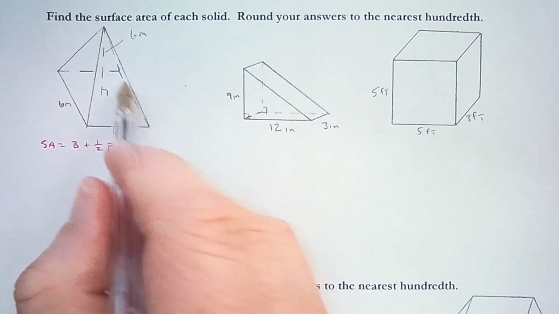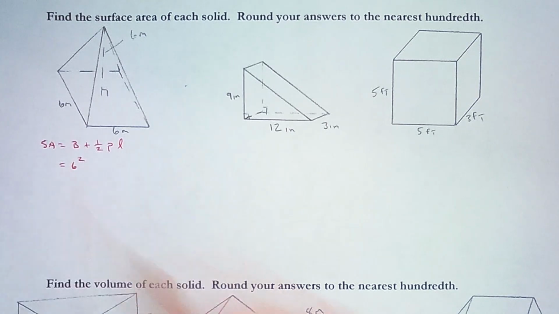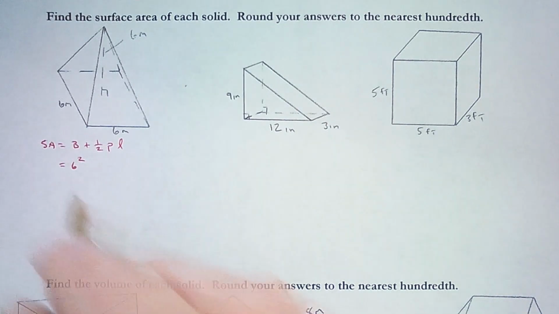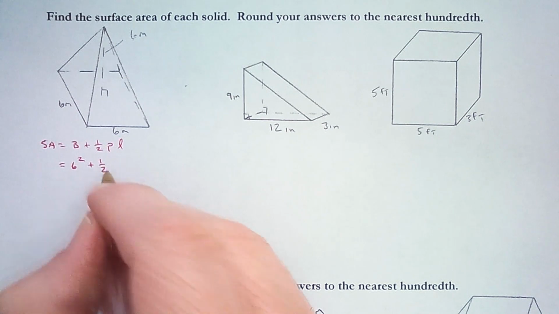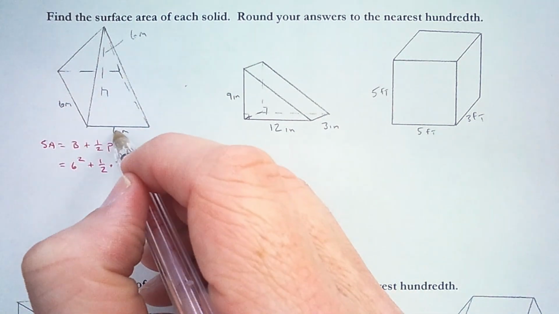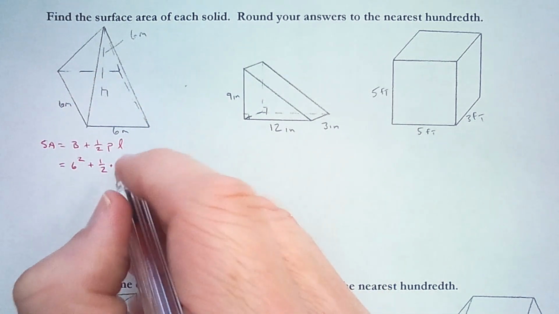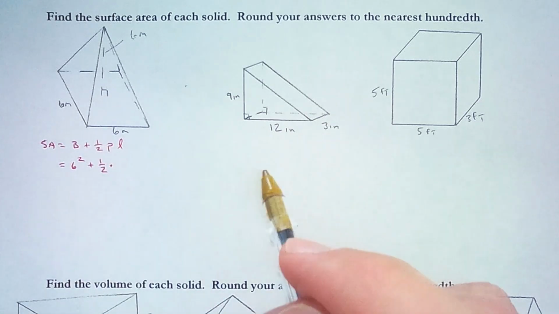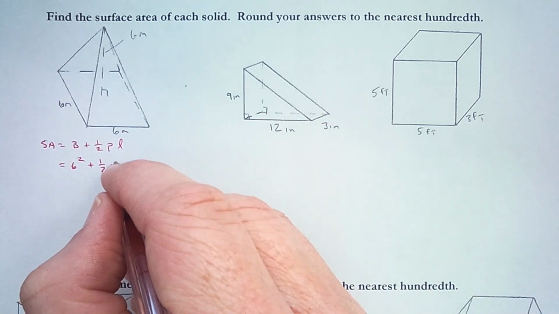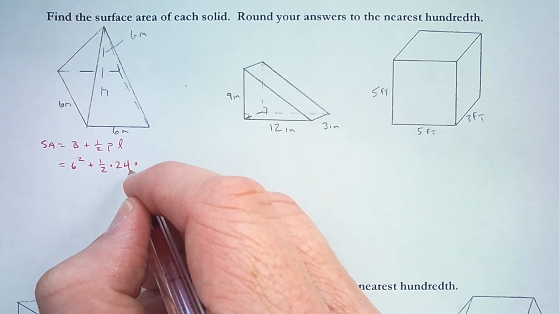So for this base we have a square with sides of 6. So 6 squared will get us the area of the base, plus 1/2 times, now the base has 4 sides, and all of them are 6. So the perimeter is 6 times 4, which is 24. And then the slant height.